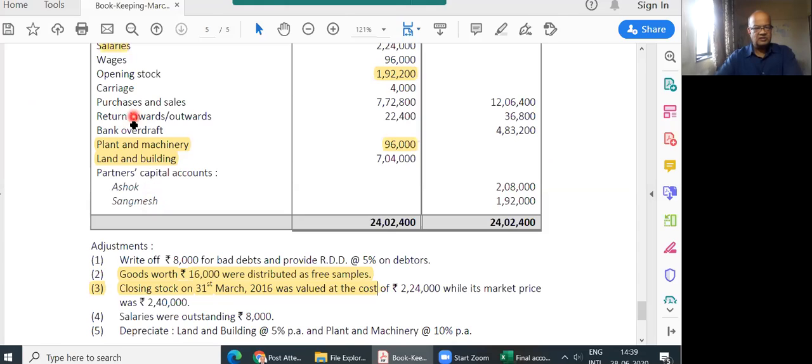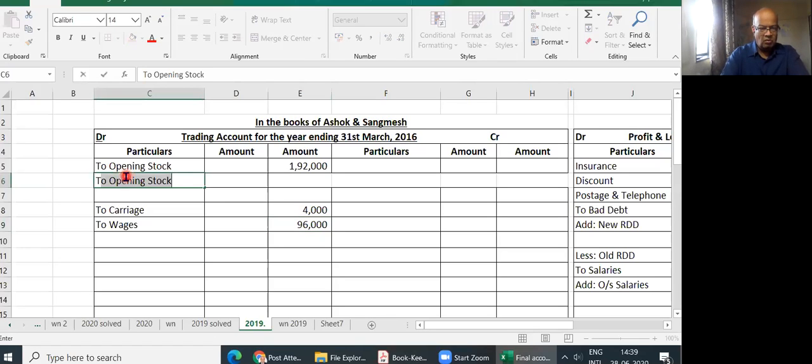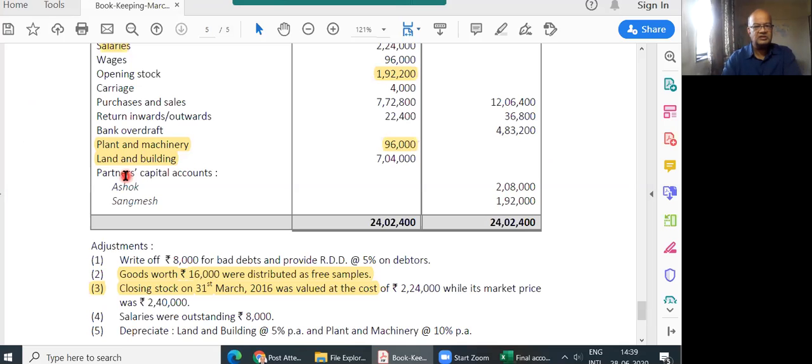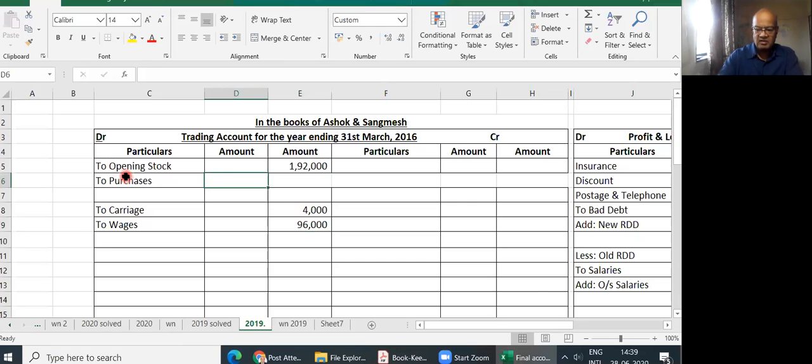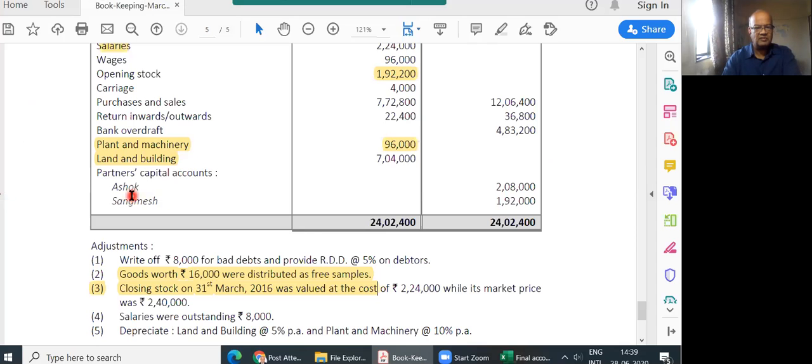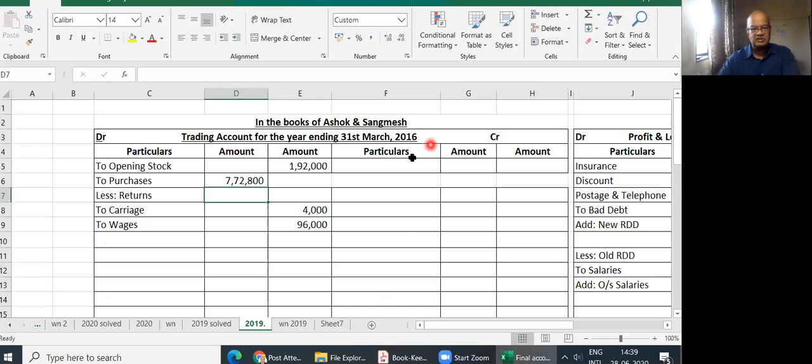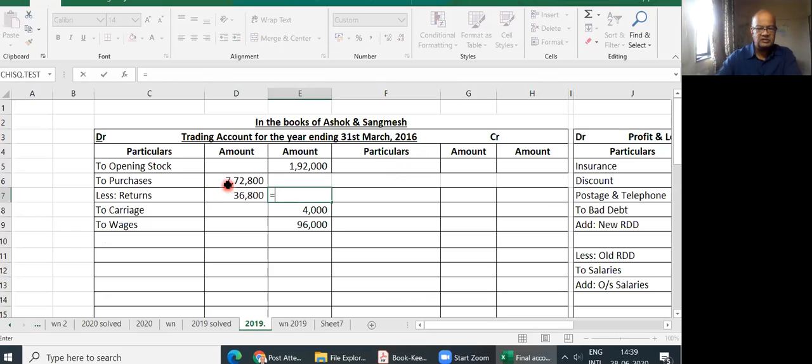Then you have purchases. What is the amount of purchases? Purchases 7,70,800. From this, we will have to deduct less returns. What is the amount? This is the amount of purchase return, 36,800. In the outer column, this minus this.